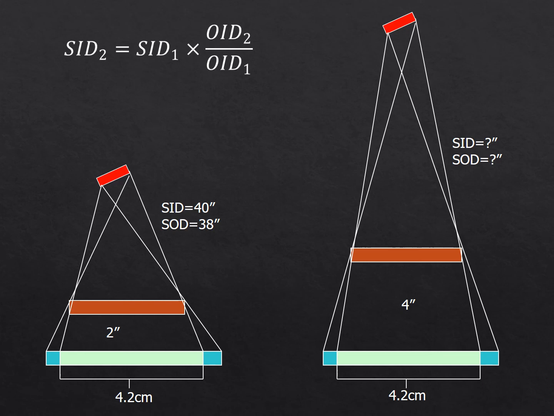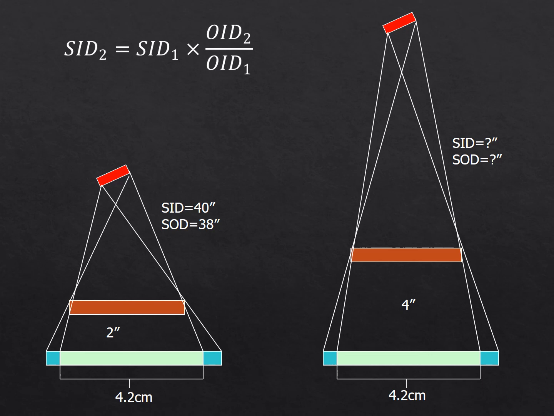All right, let's look at another example here. I've drawn this one out to kind of go beyond the words. In our first drawing, we have a 2-inch OID, and our SID is 40 inches. Now we are going to have an OID of 4 inches. What is our new SID? So our SID1 is 40 times our OID2, 4, divided by our old OID, 2. So 4 divided by 2 gives us 2. So 2 times 40 gives us 80. So our new SID is 80.